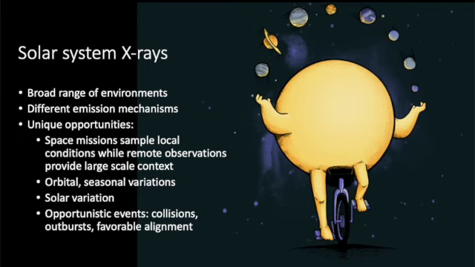Planetary observations also provide the opportunity to study orbital variations. For example, comets move on extreme elliptical orbits, or there are seasonal variations as planets orbit the sun. The sun itself also has various variations at very different timescales, as we'll see, minutes to years. And then finally, the solar system provides what we like to call opportunistic events. Objects collide, objects may go into outbursts, or once in a while, objects may have a very favorable alignment that allows you to study them in a way that was not possible before.